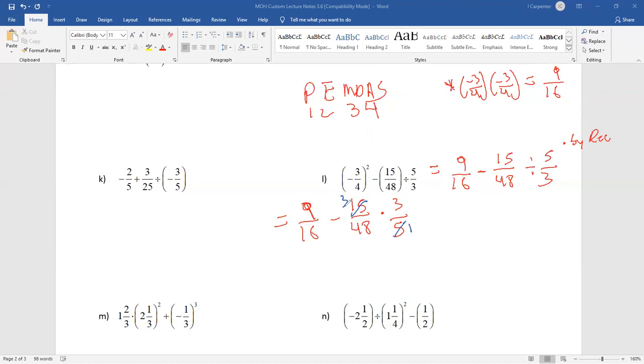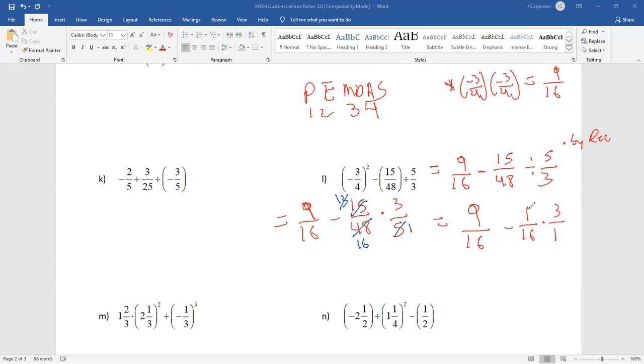We got 3 and 48. Now, whichever one you want to take out, doesn't matter. Let's take the top one out. 3 goes into 3 once, and 3 would go into 48. What's that, 16 times? And then that's all we can reduce. So let me rewrite this since it got a little ugly. That's 9 over 16 minus 1 over 16 times 3 over 1.